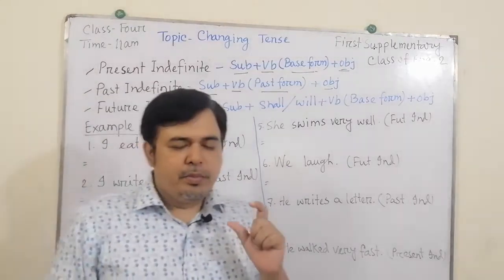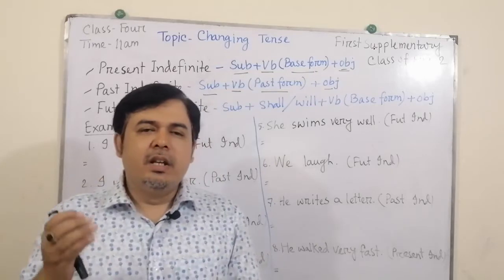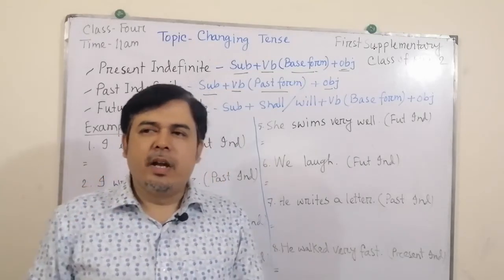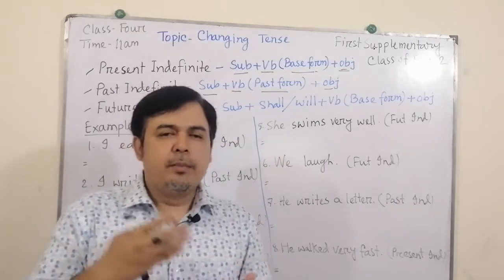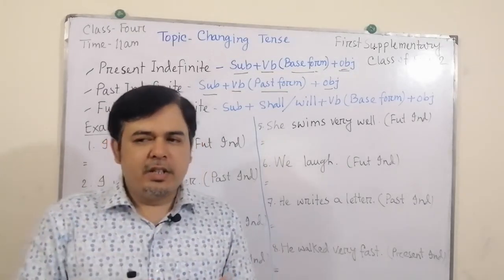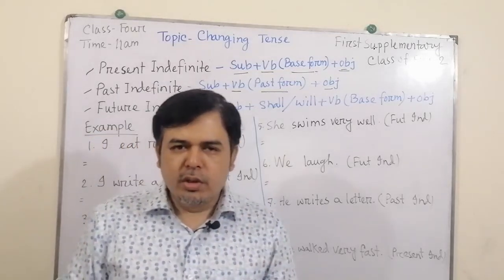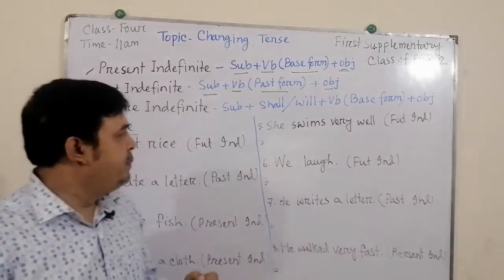So for past indefinite tense, first you will give the subject, then you will also give verb, and that will be past form. For example, for do, past form is did. For eat, past form is ate. For write, past form is wrote. Okay. For go, past form is went, like that.